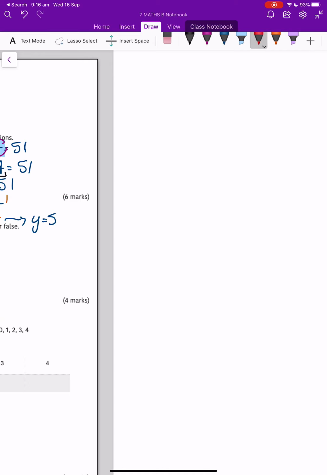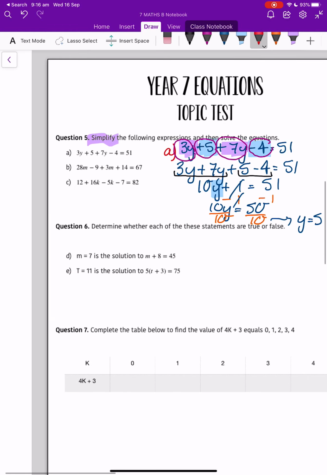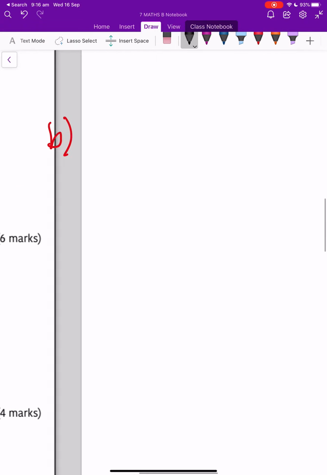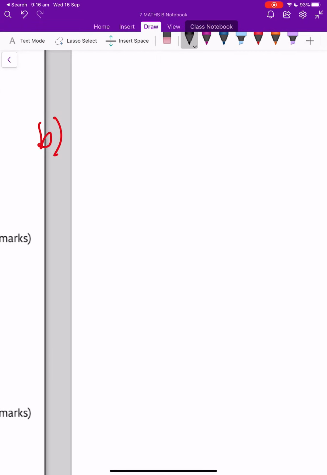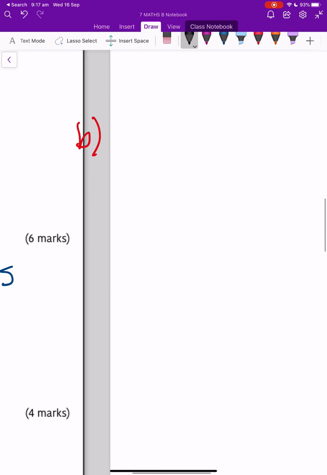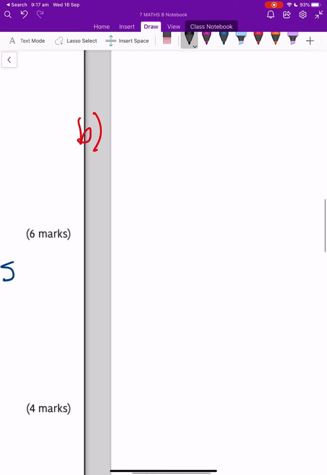Question B. Now, there was actually a typo with this question. This should have been 27m. This will be fixed up for your other worksheet, but I'm just going to let you know now. I will work out what was shown, which is 28m minus 9 plus 3m plus 14 equals 67, and I'll show you what it would have been if the typo wasn't there.